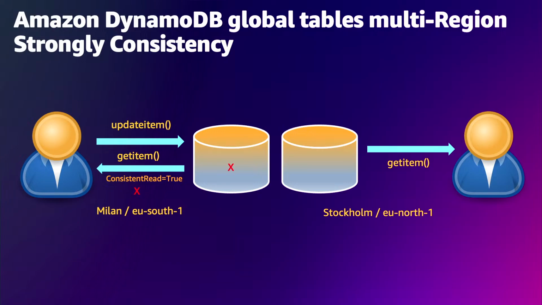So at re:Invent in December, AWS announced something really cool. It's called strongly consistent replication. So what happens is when a user from a different region tries to, let's say, get item, the item will be retrieved without having to wait any milliseconds.